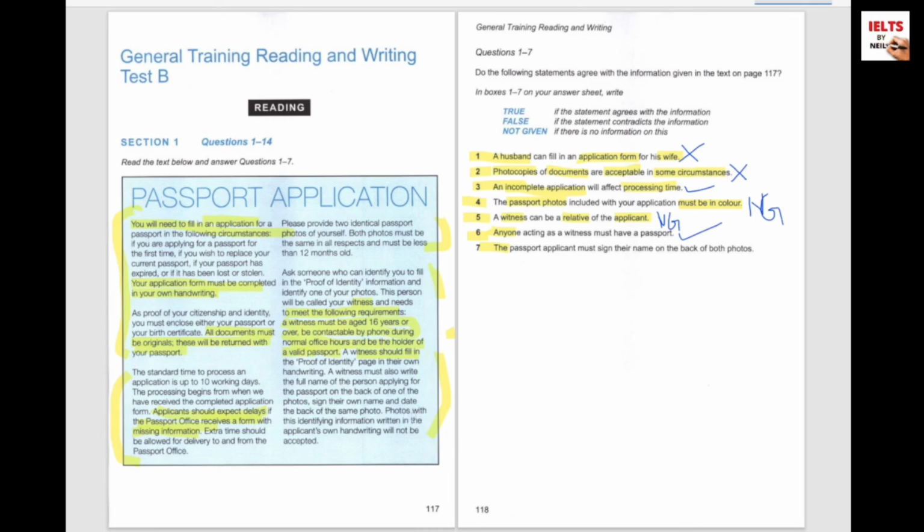Photos with identifying information written in applicant's own handwriting will not be accepted. So this last sentence here, photos with identifying information in the applicant's own handwriting will not be accepted, means applicant cannot write anything in their own handwriting at the back of the photos. Otherwise it will be rejected, it will not be accepted. So according to the text, that is false.